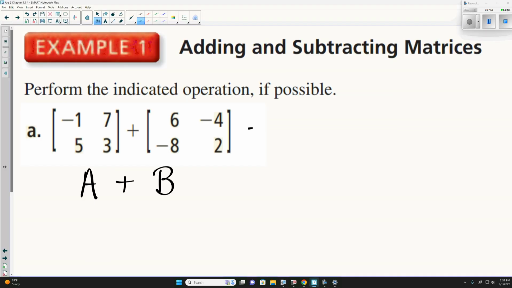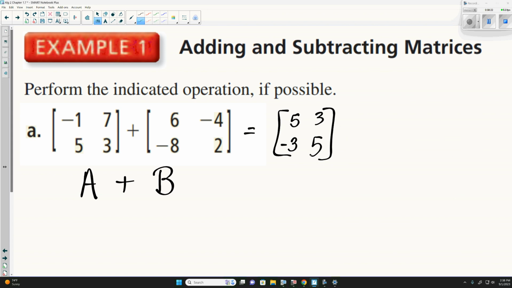And if we look at these two matrices, well, -1 plus 6 is indeed 5. 7 minus 4 is 3. 5 plus -8 is -3, and 3 plus 2 is 5. It'll do it for us.